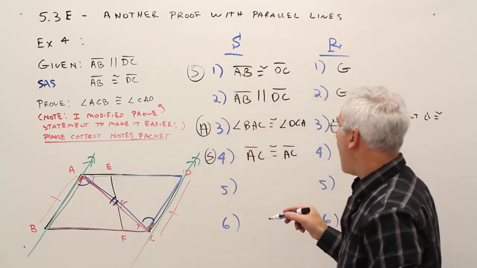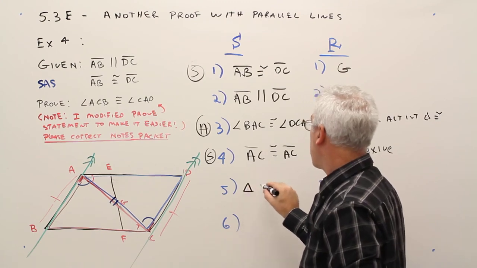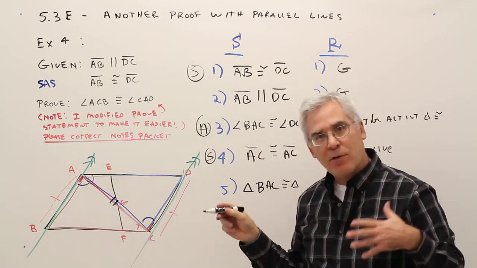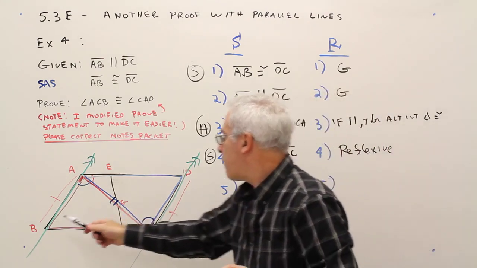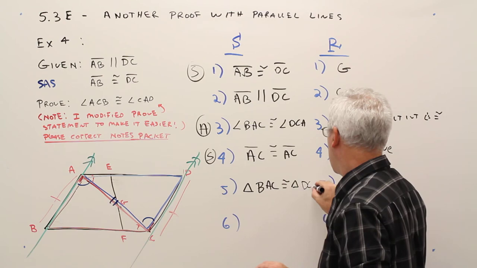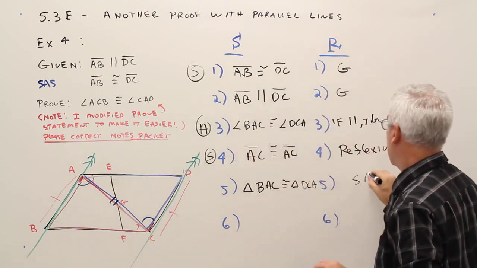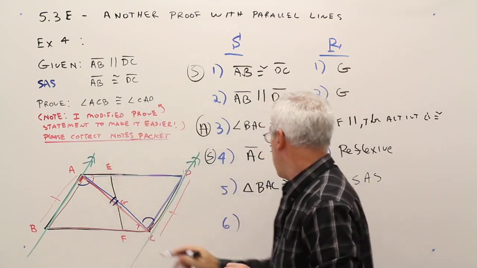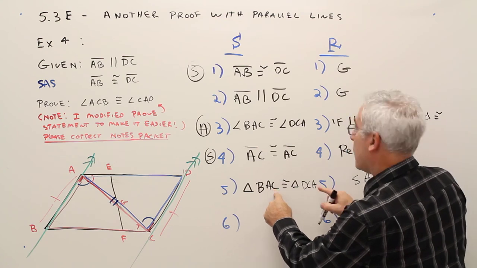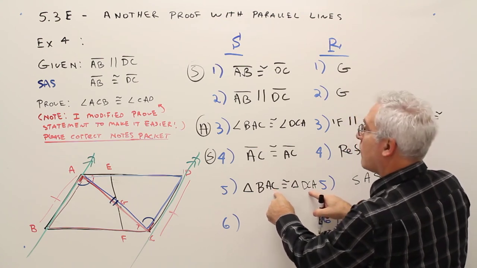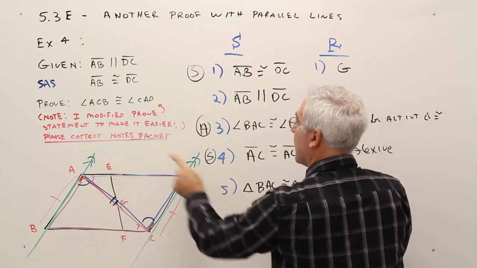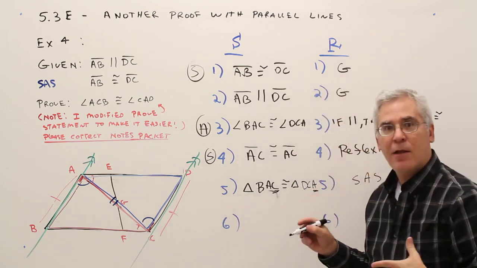Now I'll get the triangles by SAS. Triangle BAC. I try to do those angles in the correct corresponding order, but let's just make sure. From B to A to C, from D to C to A, by SAS. And then I want to get angles ACB. So C is the vertex, the last one. A is the vertex, the last one, so that does make sense. So vertex C and vertex A, that does line up.